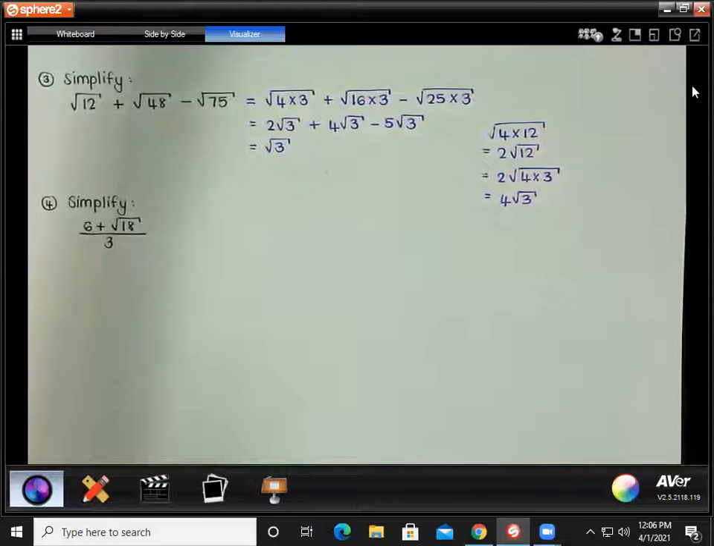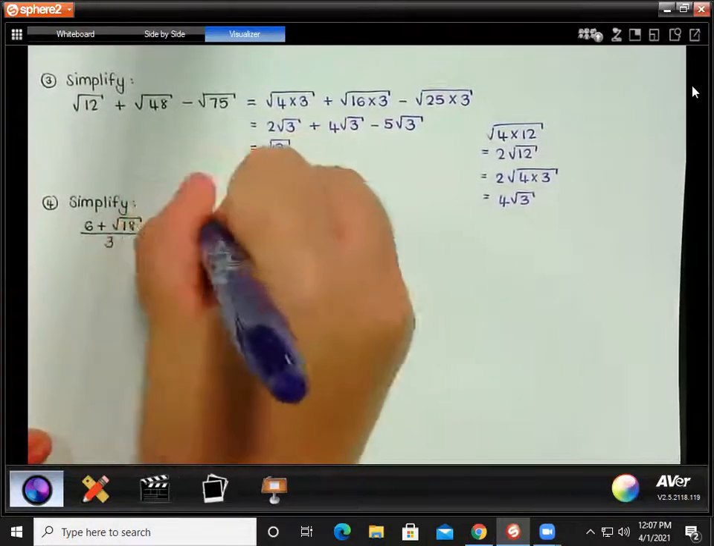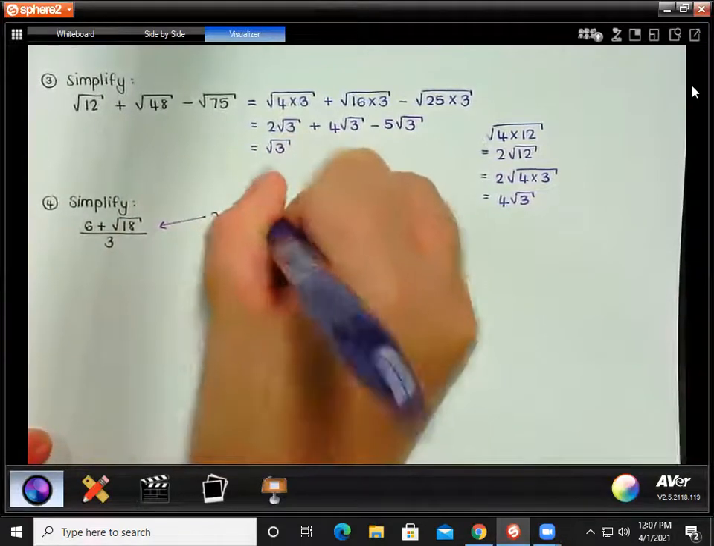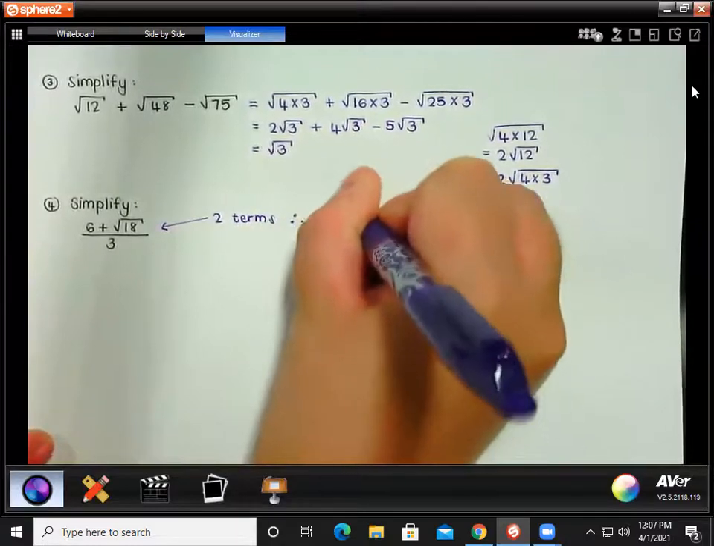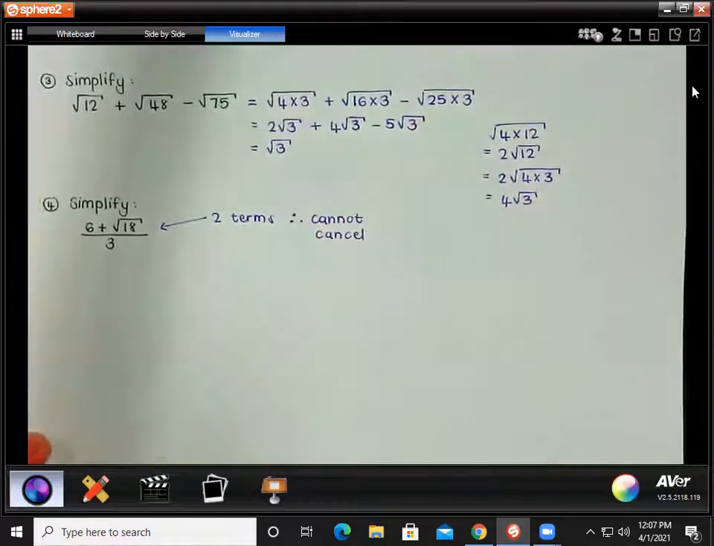So guys, very important. In the numerator, how many terms do I have? 2. So am I allowed to cancel out if I have more than one term? No. Very important. I'm going to write that on the side here. 2 terms, therefore, cannot cancel. You can only cancel out if you have one term over one term.